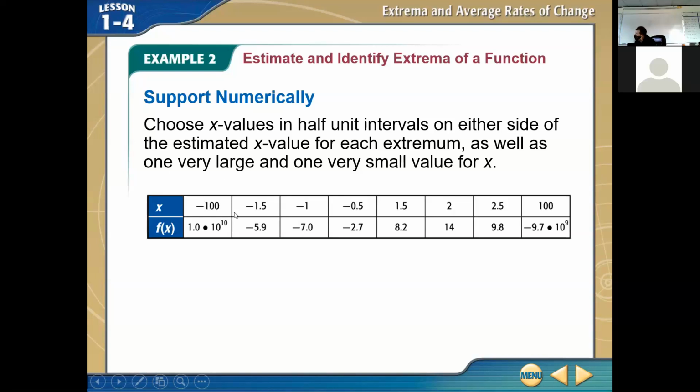They plug in -100 to show that our graph continues to positive infinity because we had the left end and right end behavior.